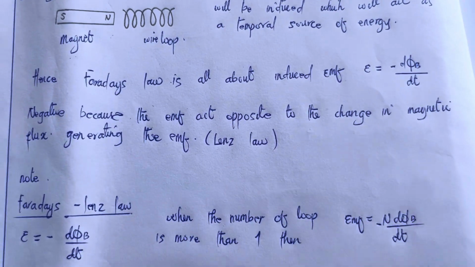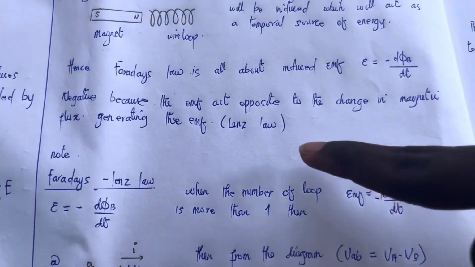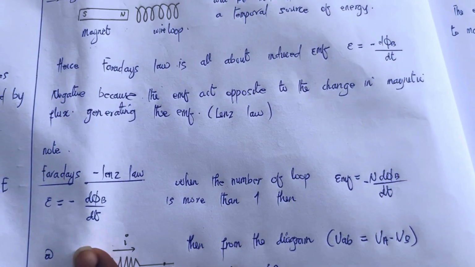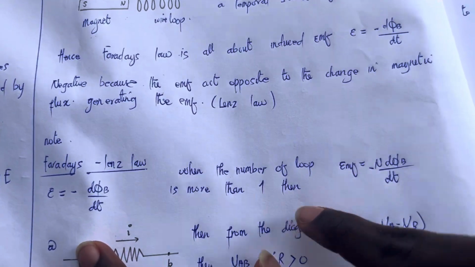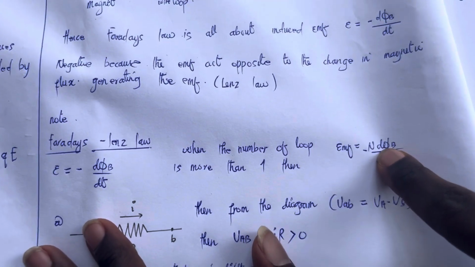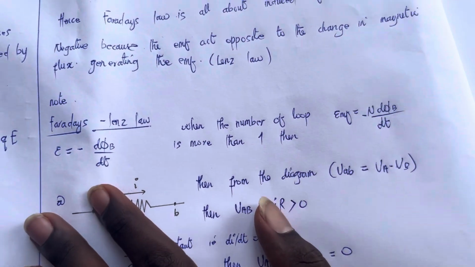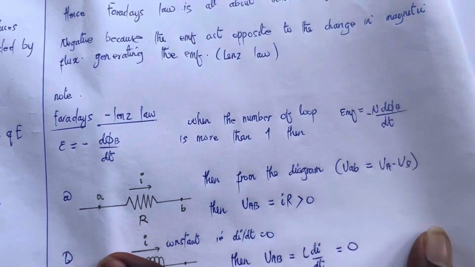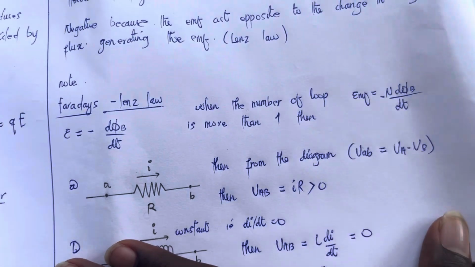So from Faraday's and Lenz's law, the EMF E is equal to negative the change in magnetic flux divided by the change in time. When the number of loops is more than 1, we have to bring in an N. This N indicates the number of loops of the wire. The formula we had before is for when the number of loops is 1. The general formula for the EMF is negative N times the change in magnetic flux divided by the change in time, where N is the number of loops. That one you should keep in mind.